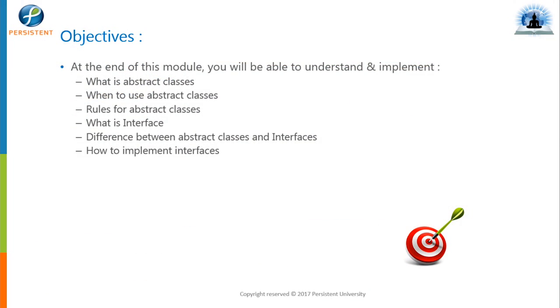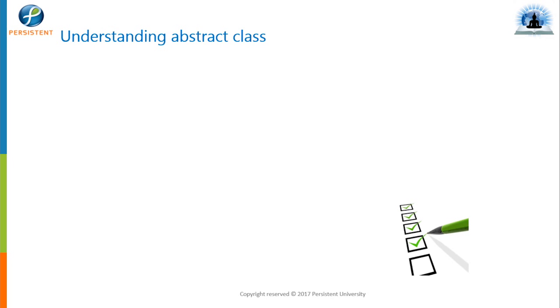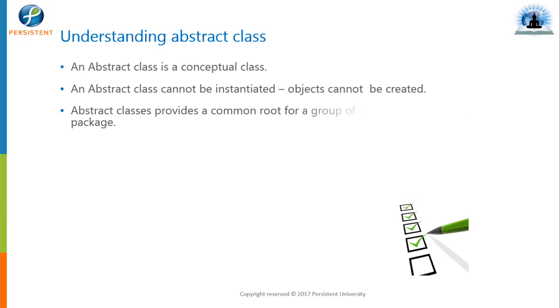Okay, so as we said, our objective is to cover what is abstract classes, when to use abstract classes, the rules for defining abstract classes, and once we complete with the abstract classes, we'll talk about interfaces and we'll see what is interface, and we'll definitely see what is the difference between abstract classes and interfaces, and definitely how to implement interfaces. So to start with abstract classes, let's understand abstract class first.